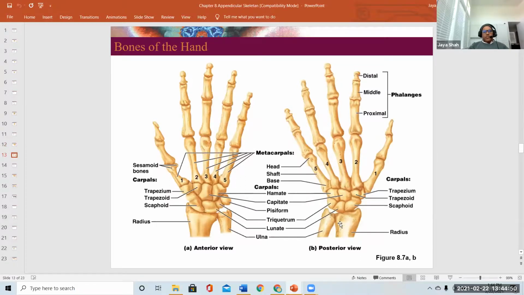Okay, so these are the bones of the hand. So you see radius, ulna. This is anterior view. So in between radius and ulna, which one is in anatomical position? Which one is medial?